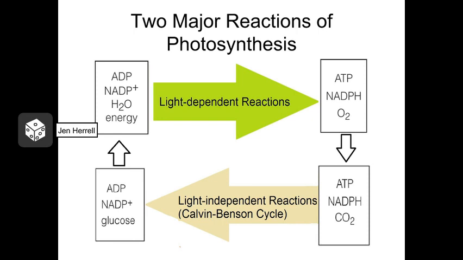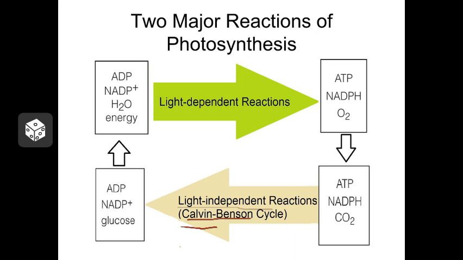The second set of reactions that make up photosynthesis go by several different names. They represent the synthesis part of photosynthesis. Sometimes they are called the light-independent reactions or the dark reactions because they do not directly require light. Sometimes they are also called the Calvin-Benson cycle or sometimes just the good old Calvin cycle.